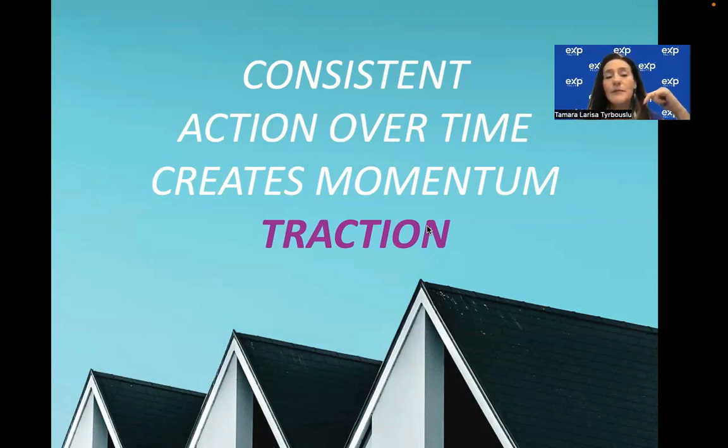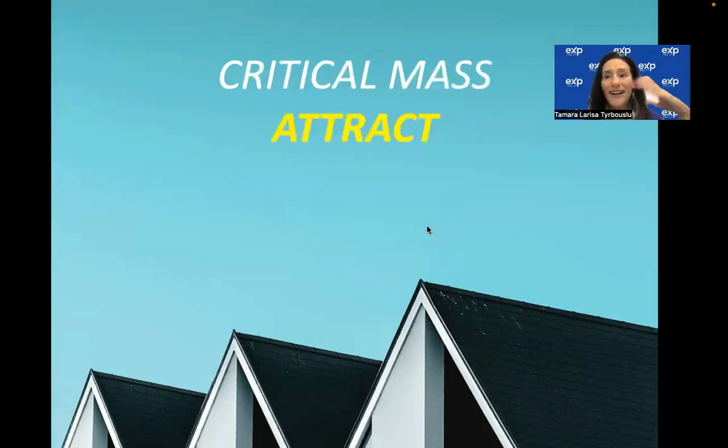So you have to build up the traction. That's when you get what's called critical mass, where somebody like a broker is actually saying, hey, you got to go work with Tamara over at EXP, and people are attracted to you, and you don't have to actually go out and prospect.